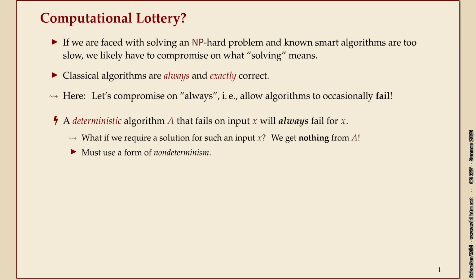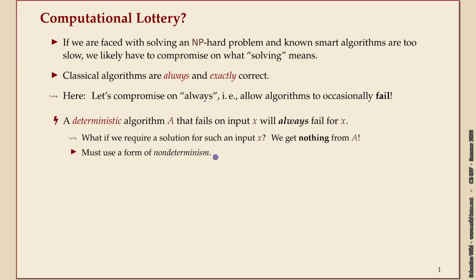Now that sounds not too good, so we'll have to make sure that fail is in a specific way. For a deterministic algorithm, what fail means is that on some inputs it doesn't work. That's the only thing it could mean, because it has to do the same steps on the same input each time you run it. And that's maybe not so satisfying, because if your input is one of those that your algorithm fails on, you're still out of luck.